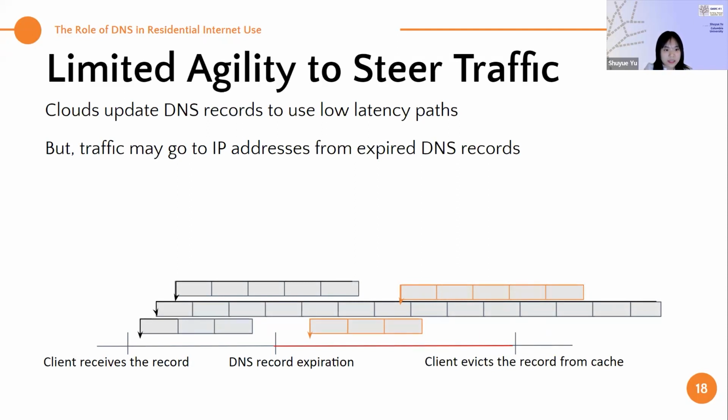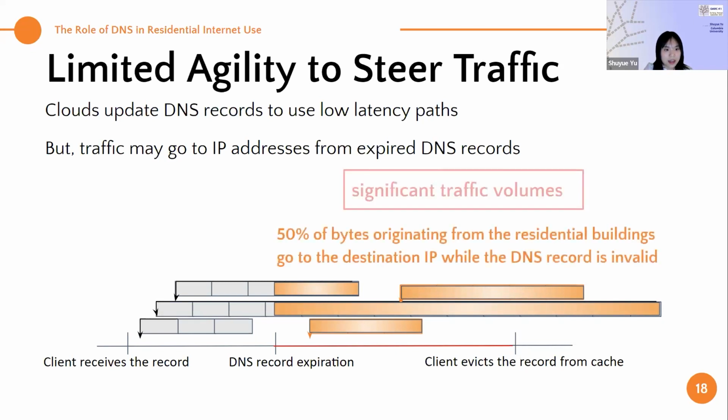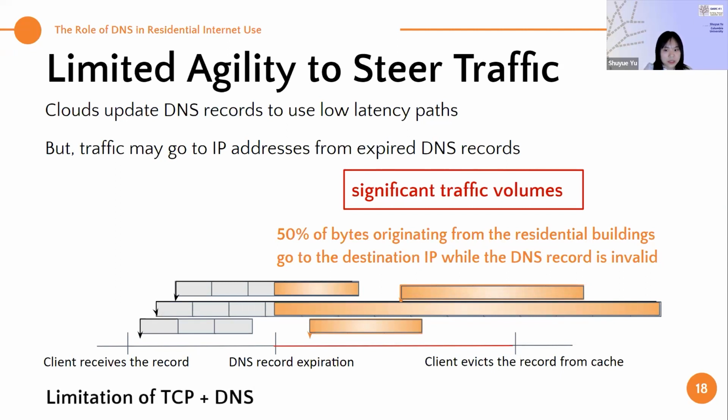For flows starting after DNS record expiration, all the traffic is going to the destination IP address where the DNS record is no longer valid. In addition, even for flows starting before DNS record expiration, if flows last long, then some traffic also goes to the destination IP address where the DNS record is not valid. In our dataset, 50% of bytes originating from the residential buildings go to the destination IP address where the DNS record is invalid. This actually shows a limitation of using DNS to steer TCP traffic.